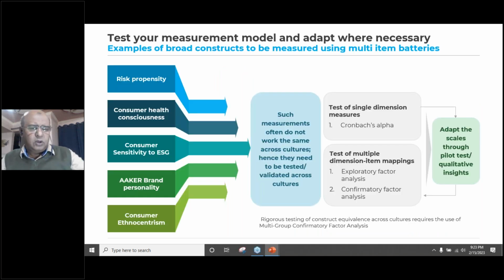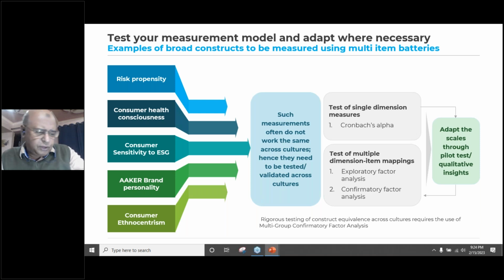Now, talking about construct congruence, when we talk about measuring things like the Aaker brand personality scale using the Big Five, or consumer ethnocentrism, which is usually measured as a single construct, there is an established 17-item scale available for the United States at least. We're using different items to measure a construct.